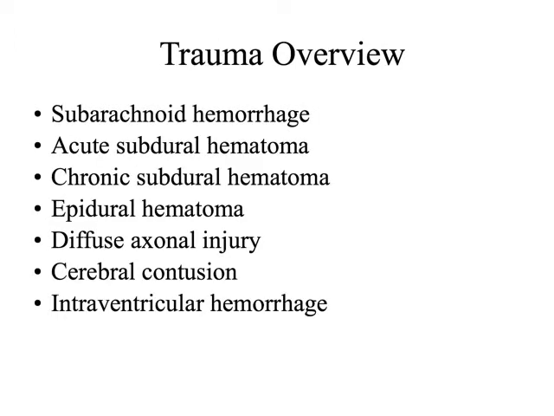So for a trauma overview, we can have subarachnoid hemorrhages, which are caused by a blow to the head. Acute subdural hematomas, this is bleeding between the dura mater layers. Chronic subdural hematoma, a more long-term kind of bleeding between the dural layers. Epidural hematoma. Diffuse axonal injury, we'll look more at that. Those are sometimes related to motor vehicle crashes. Cerebral contusion, same thing. And then intraventricular hemorrhage, so bleeding within the ventricles.